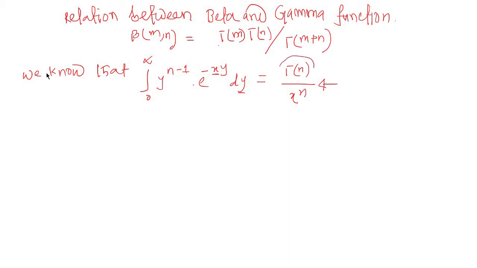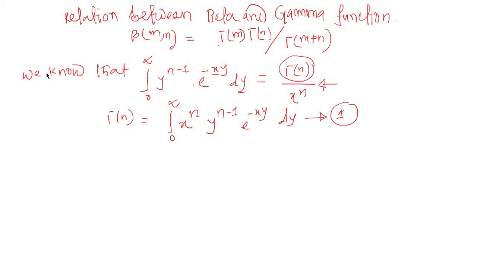Then gamma n can be written as gamma n is equal to integral from 0 to infinity of x to the power n y to the power n minus 1 e to the power minus xy dy. This is our equation number 1. Also we can write gamma m is equal to integral from 0 to infinity of x to the power m minus 1 into e to the power minus x dx. This is our equation number 2.